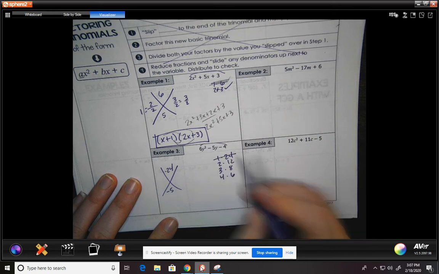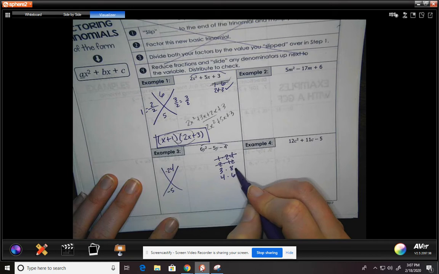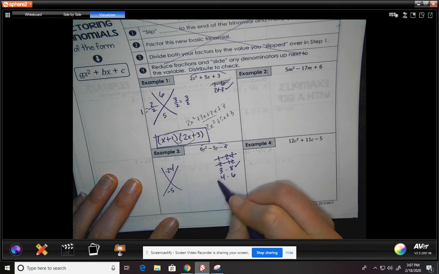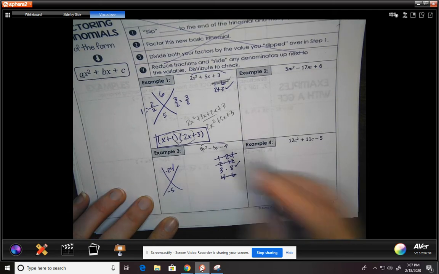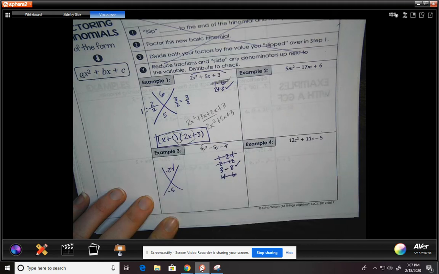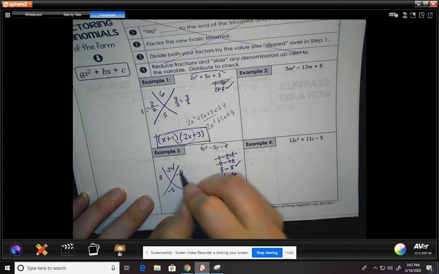So no. This would add to 14, subtract to 10. This would add to 11, subtract to 5, possible. This would add to 10 and subtract to 2. Okay, so in order to get this to subtract and become a negative 5, I would have to do 3 minus 8. So I'm going to put a 3 here and a negative 8 here.